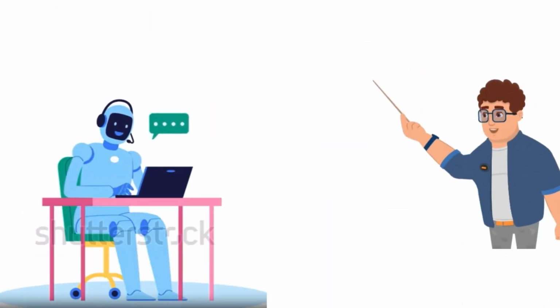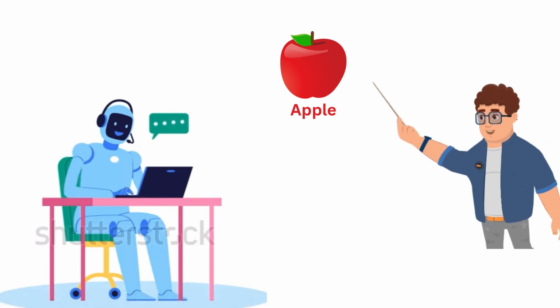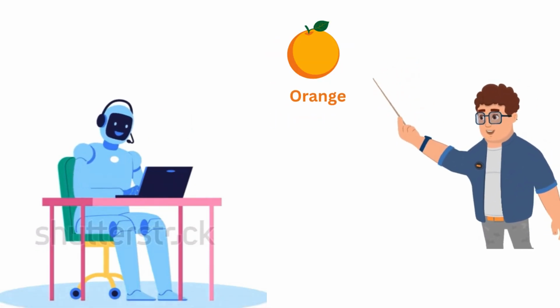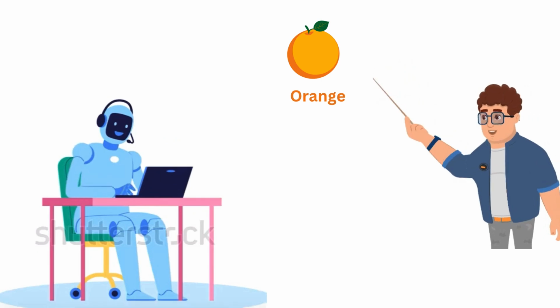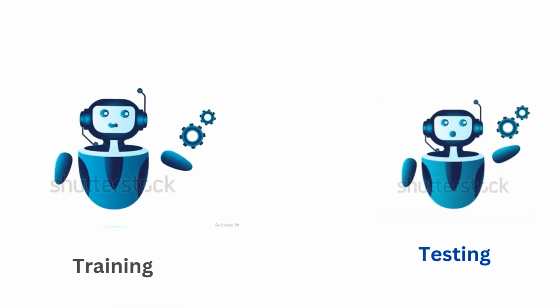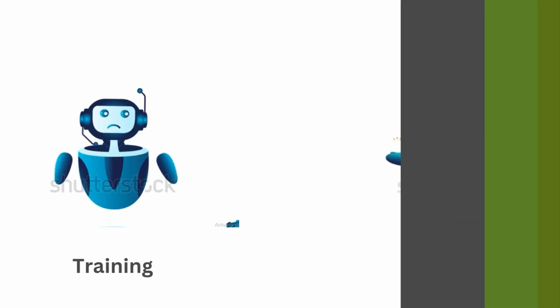Imagine you are teaching a robot how to recognize different types of fruits. You need to show it many pictures of apples, bananas, and oranges, so it can learn what each fruit looks like. This is similar to how artificial intelligence (AI) learns using training and testing datasets.